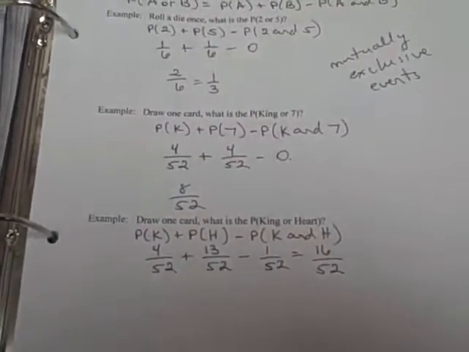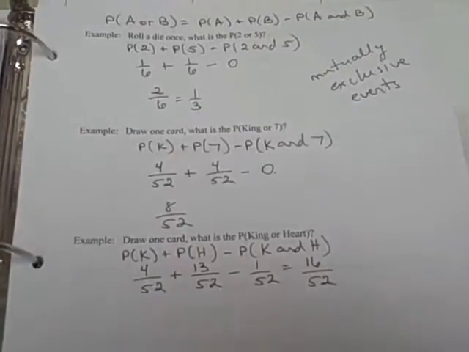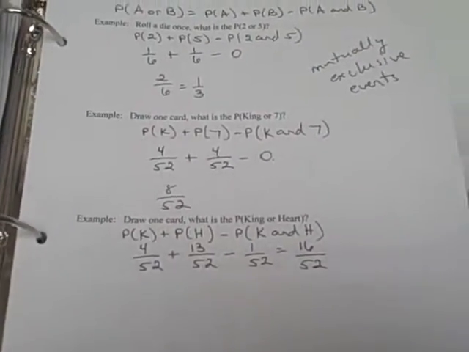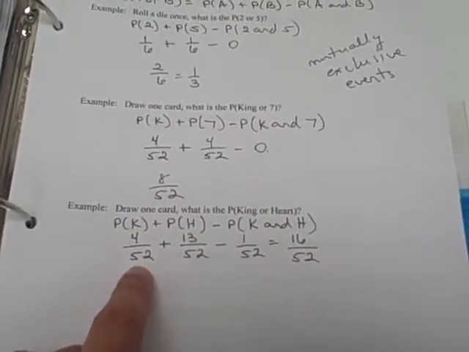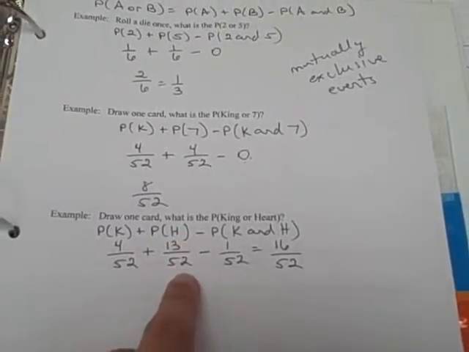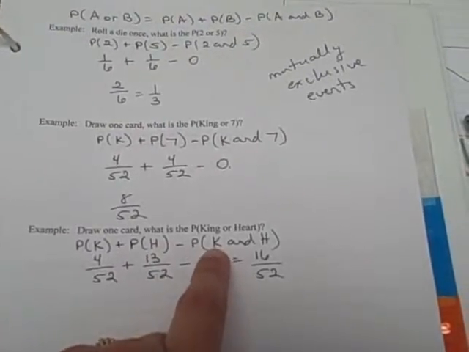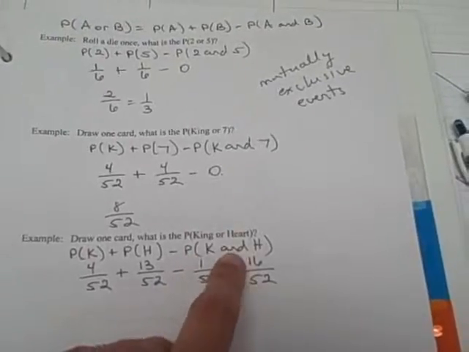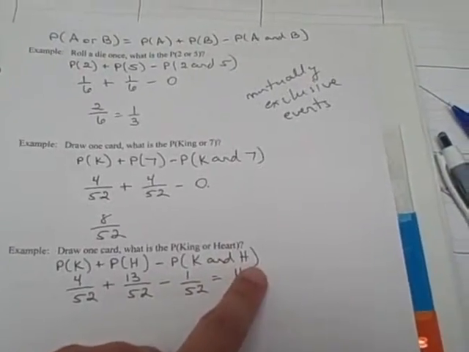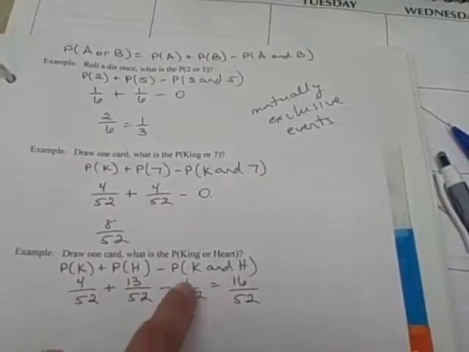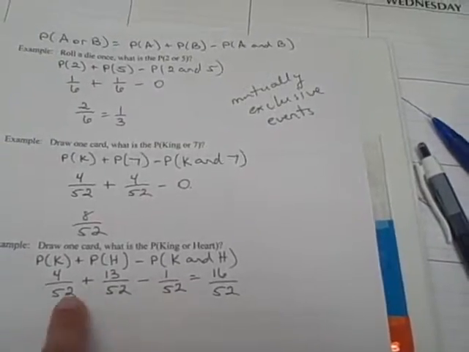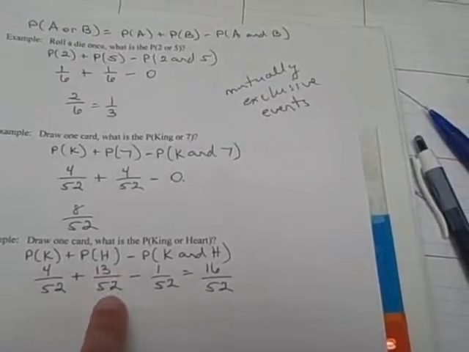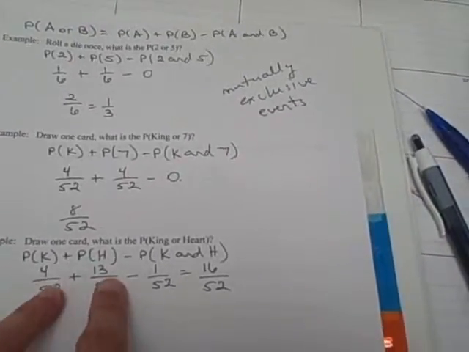All right, let's draw one card. What is the probability of a king or a heart? All right, so again, addition. The probability of a king is 4 out of 52. The probability of a heart is 13 out of 52. Well, is it possible if you're drawing one card to get a king and a heart at the same time? Well, sure, the king of hearts. Okay, how many kings of hearts are in the deck? 1, so we're subtracting out 1 out of 52. And this makes sense because these 4 kings included the king of hearts. These 13 hearts included the king of hearts, so it got counted twice.